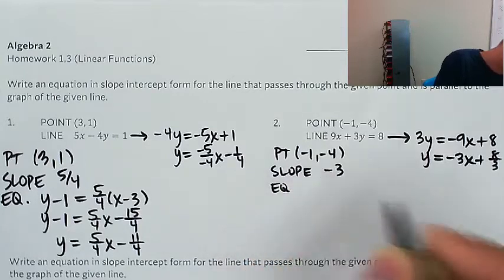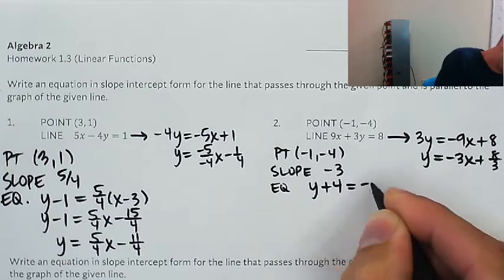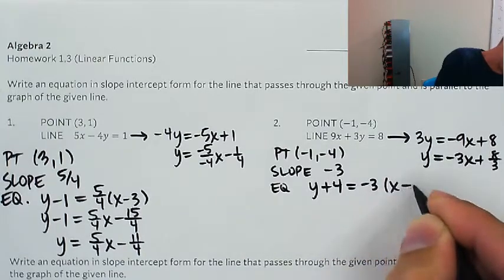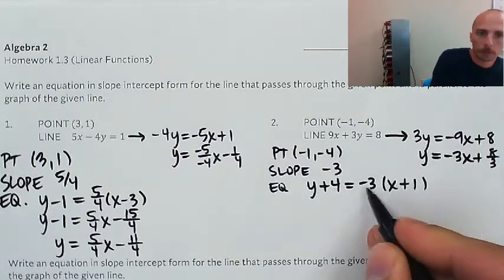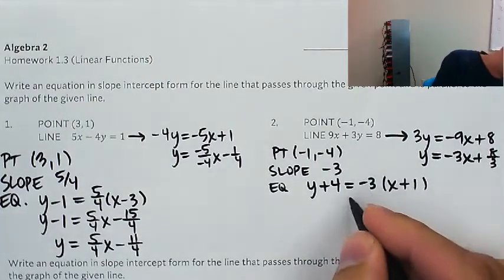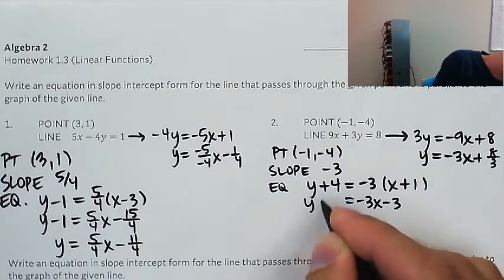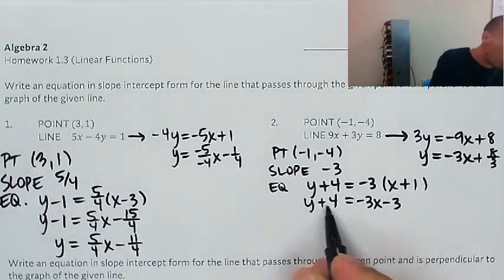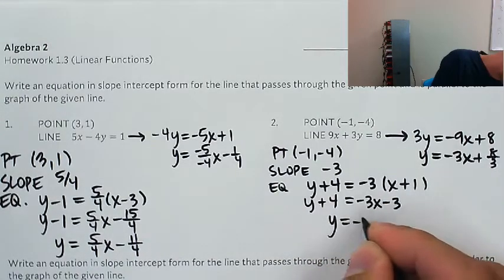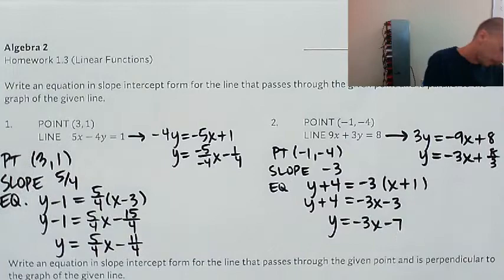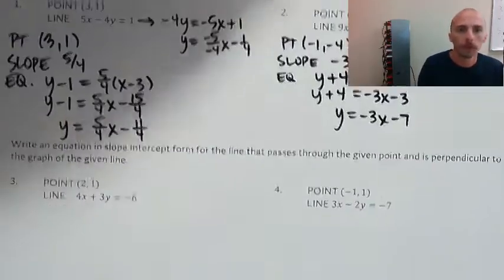My equation in point-slope form is going to be y minus the y coordinate equals the slope times x minus the x coordinate. And then I'm going to distribute the slope, right? Negative 3x minus 3. And then I'm going to solve for y by subtracting 4 from both sides. Okay. And that was good. Okay, the next two are very similar.